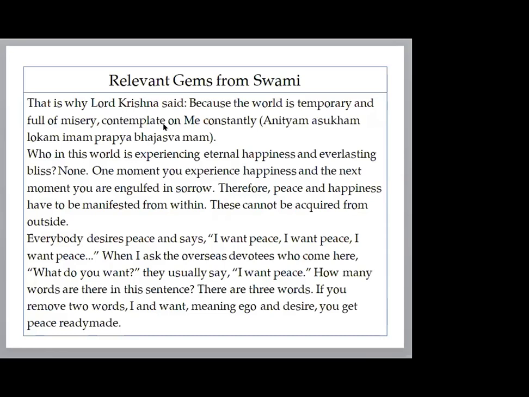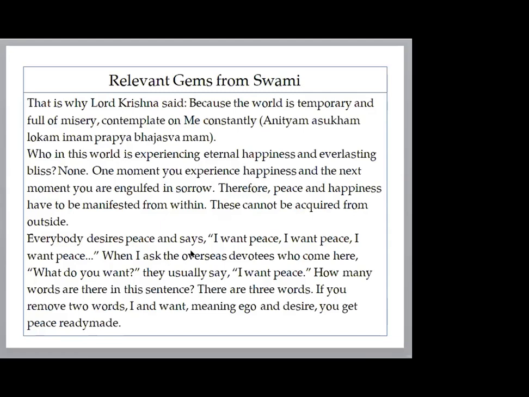That is why Lord Krishna said, because the world is temporary and full of misery, contemplate on me constantly. Anityam asukham lokam imam prapya bhajasva mam. Who in this world is experiencing eternal happiness and everlasting bliss? None. One moment you experience happiness and the next moment you are engulfed in sorrow. Therefore, peace and happiness have to be manifested from within. This cannot be acquired from outside.